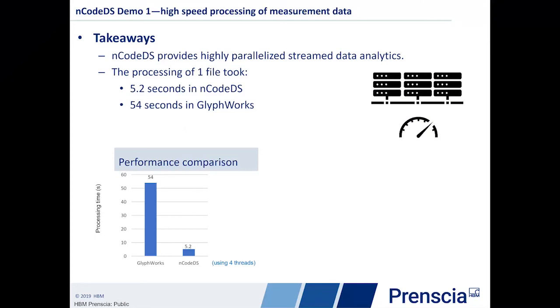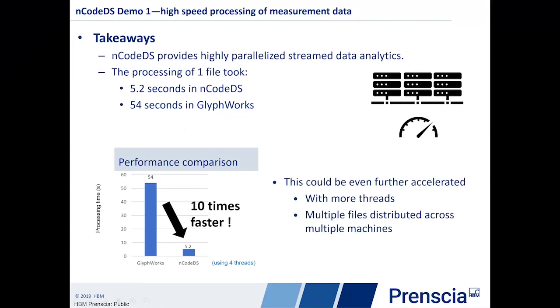So that's GlyphWorks, but it's a desktop tool. It's got its pros that I just mentioned. When it comes to processing tons of those files at a high speed, and you're after pure processing power, I believe nCodeDS is the solution. So in this case, the performance comparison shows that nCodeDS is 10 times faster. 10 times, right? That's huge.